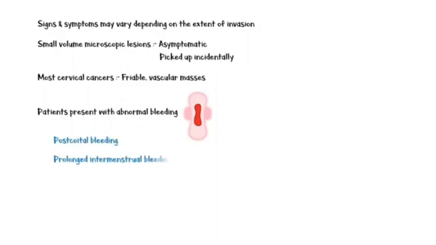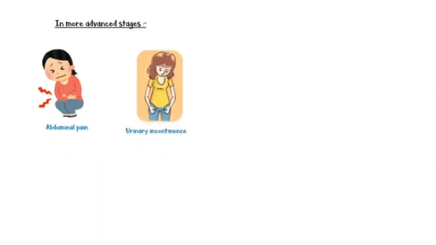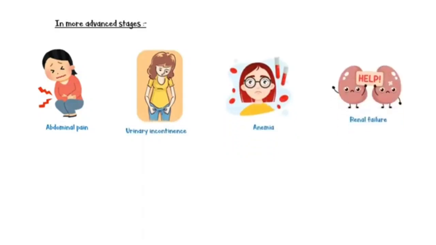Signs and symptoms of cervical cancer may vary depending on the extent of invasion. Small volume microscopic lesions are often asymptomatic and detected incidentally. Most cervical cancers are friable vascular masses on the cervix, and patients usually present with abnormal bleeding, typically postcoital bleeding, prolonged intermenstrual bleeding, and postmenopausal bleeding. Any woman with these symptoms should therefore undergo a pelvic examination. In more advanced cases, patients may also have the following symptoms: abdominal pain, urinary incontinence, anemia, and renal failure.